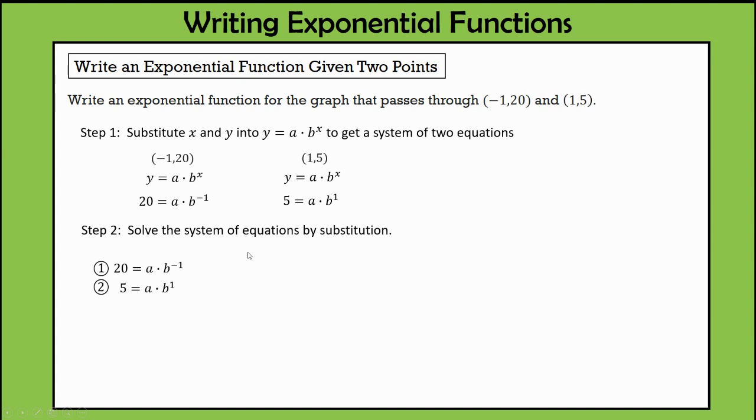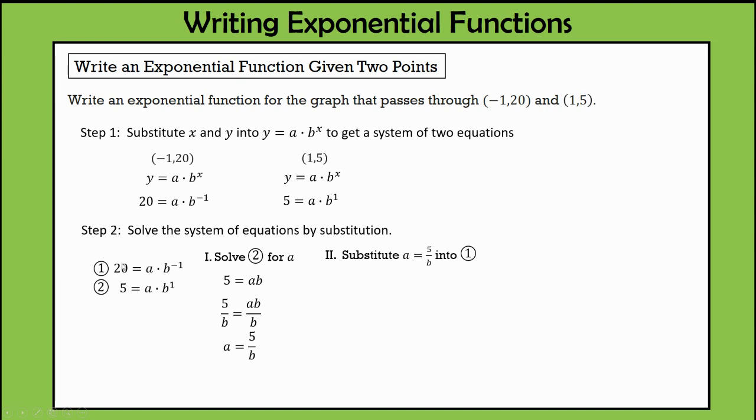Okay, so it's the same three steps here. Step 1, solve one of the equations for one of its variables. Well, equation 2 would be easier to solve for a since this is b to the first. So really this is 5 equals a times b. I'm solving for a, so I'm going to divide both sides by b. So a equals 5 over b. So I now know the value of a, or an expression that represents the value of a. I've got to plug it into the other equation.